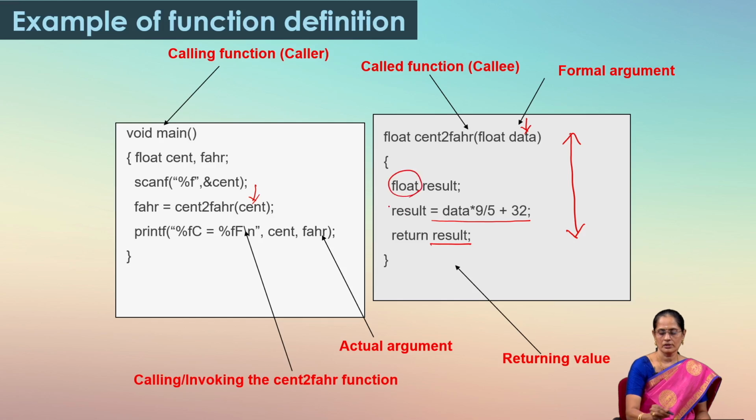We will check what the data type of result is. The data type of result is float. Hence, the return type of the function should also be float. Since the return type of the function is float, the variable which receives the result should also be defined as float. If there is a mismatch in this definition, it results in a syntactic error.